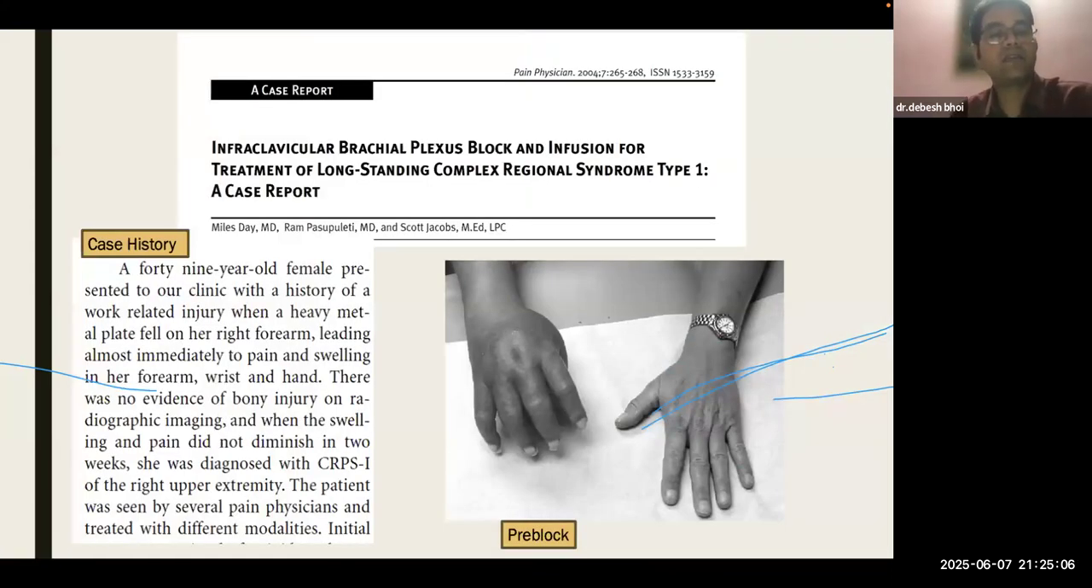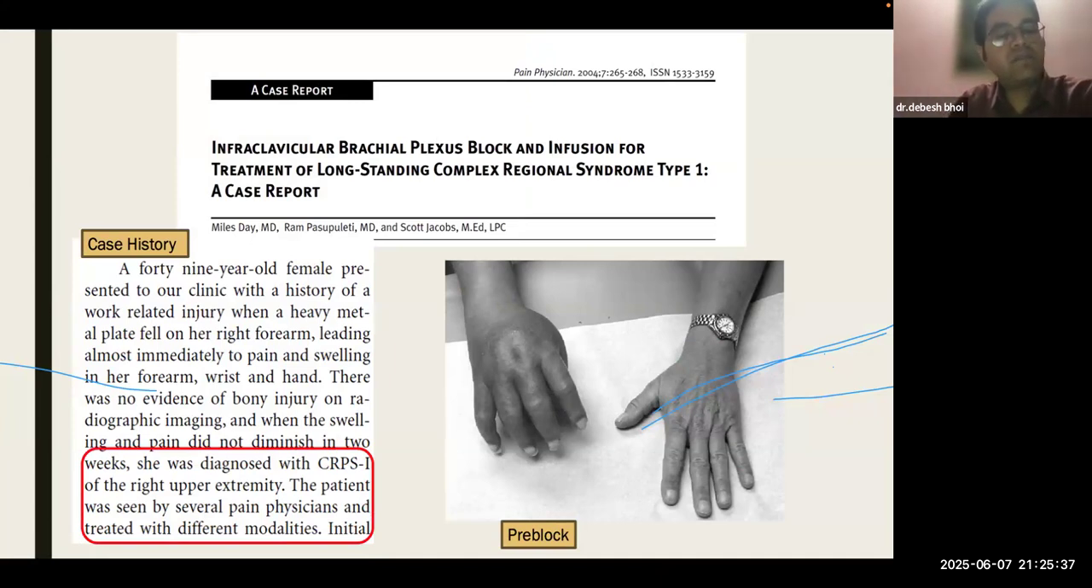This is another case, I think Miles and Ram, from the US. That paper came in 2004, on cases of infraclavicular brachial plexus block and infusion for CRPS1. So again, in this case, a 49-year-old female presented to clinic with a history of a work-related injury, a heavy metal plate. She was diagnosed with CRPS1 on the right extremity, with swelling, meeting the criteria.